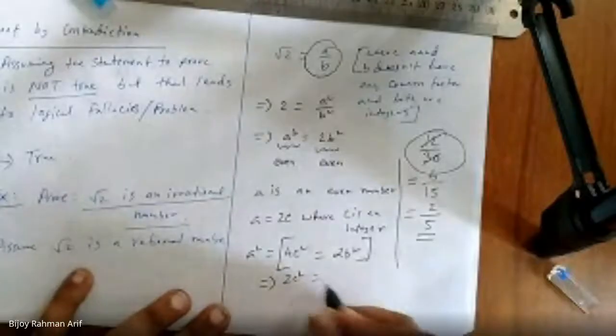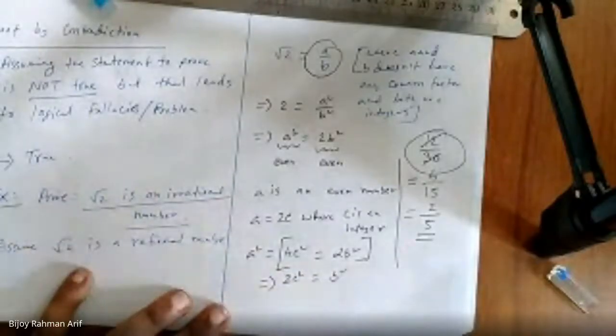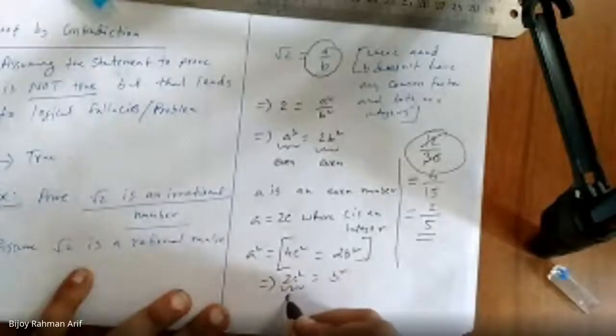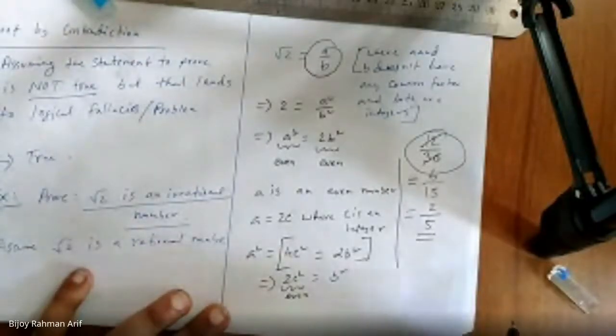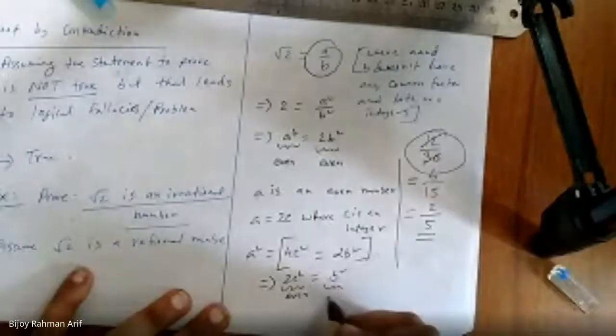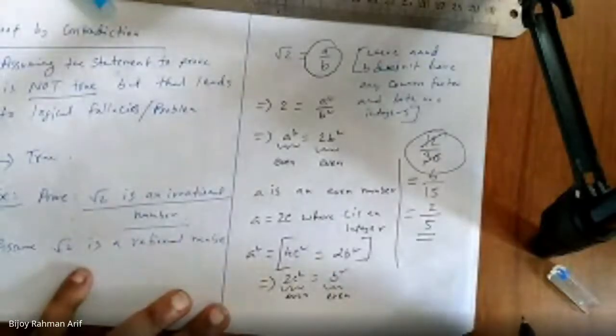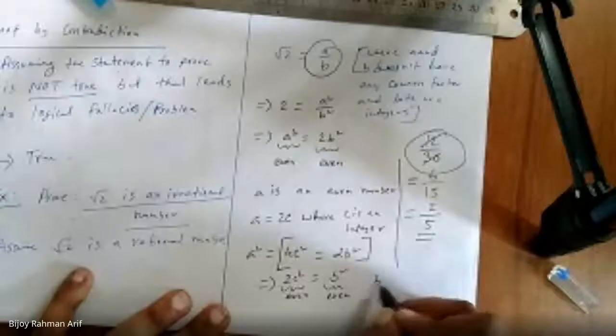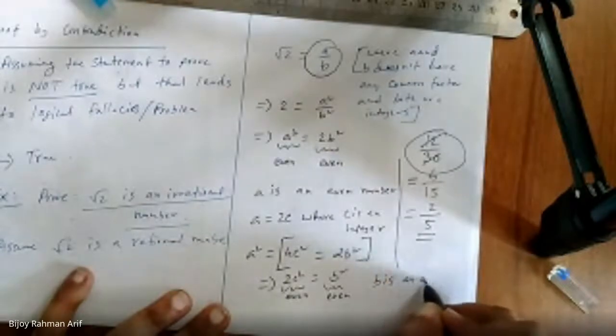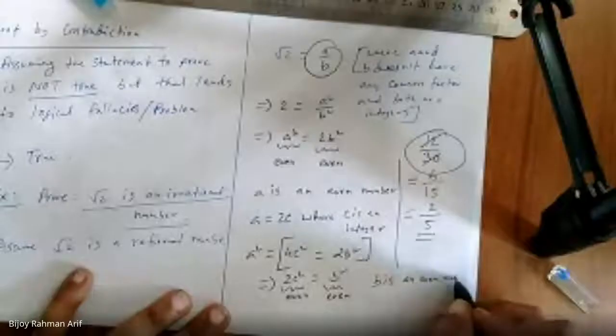2C square equal to B square. Do you agree with me or not? Yes, sir. So 2C square is an even number. Do you agree with me or not? Yes, sir. So B square is also an even number. Do you agree with me or not? Yes, sir. Then B is an even number. Do you agree with me or not?